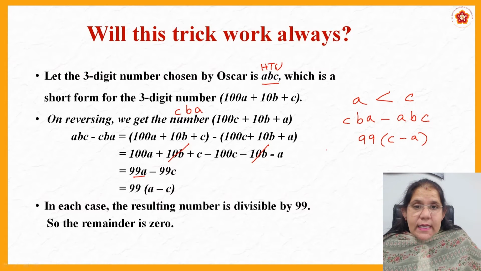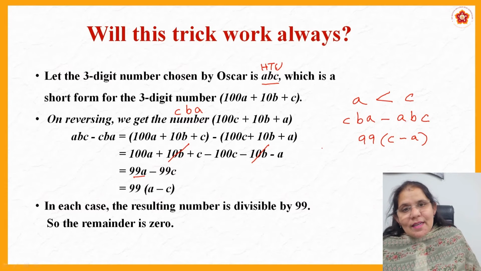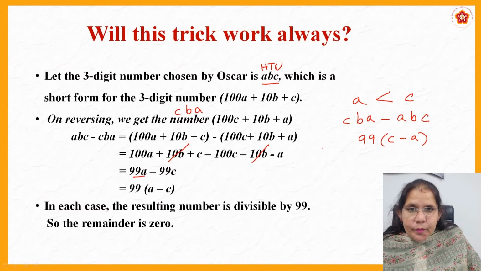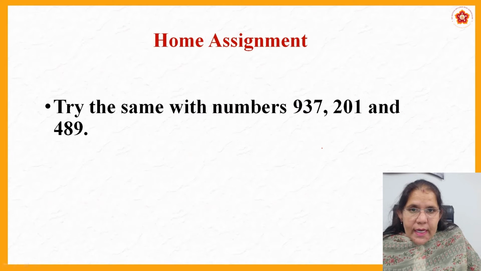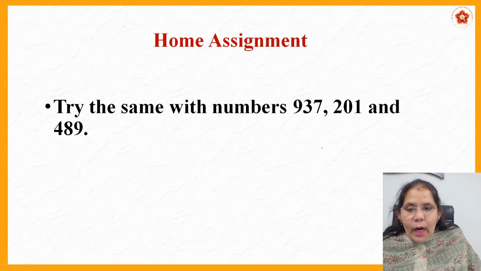Now see, if 99 is coming outside the bracket, that means the resulting number is divisible by 99. So the remainder is 0. I hope it is clear to you how it has been done. And please try the same trick with numbers 937, 201 and 489.